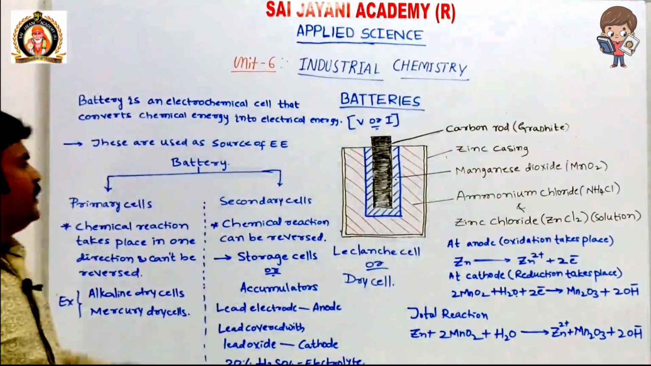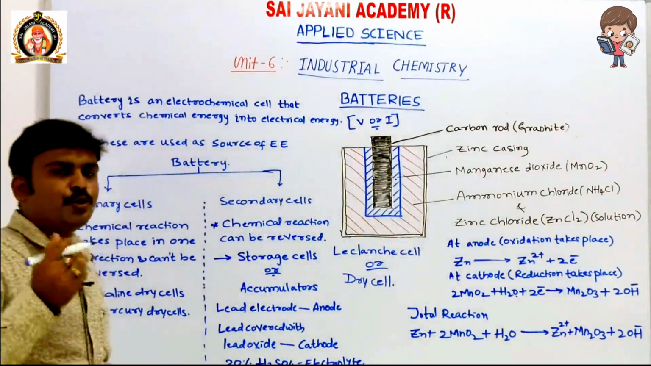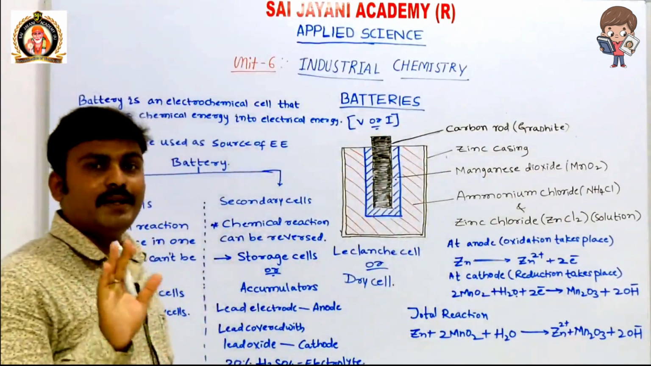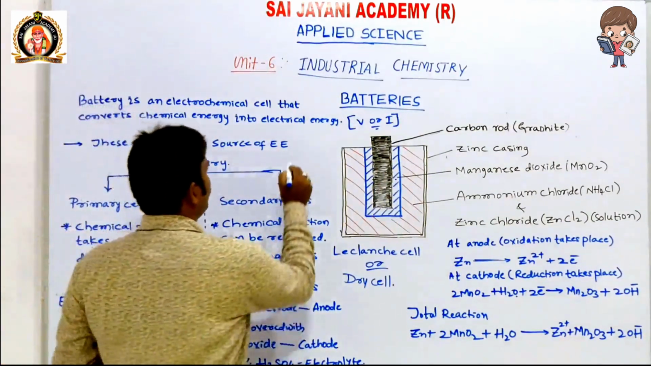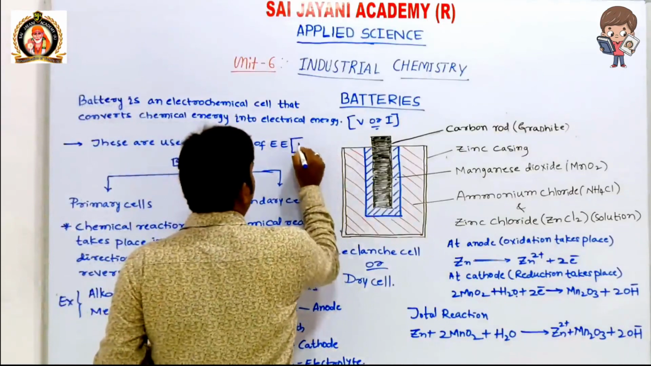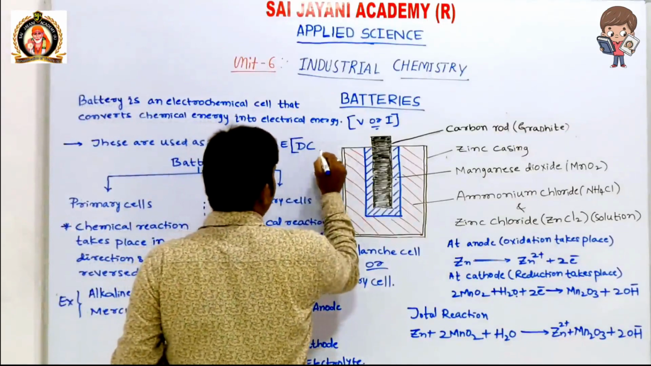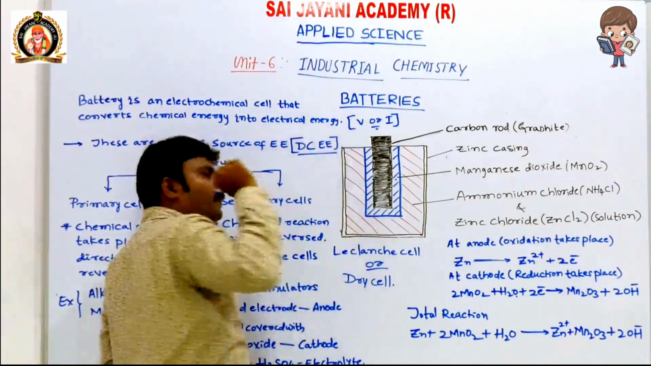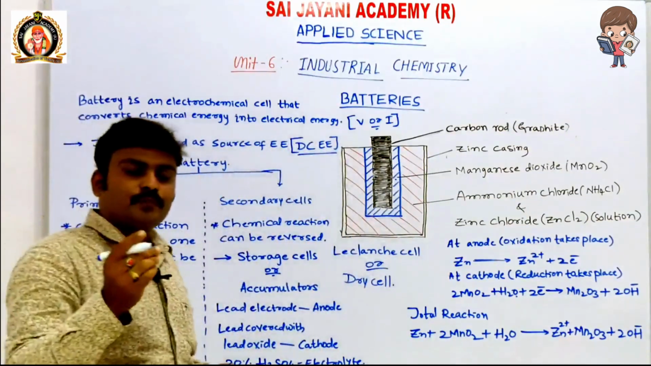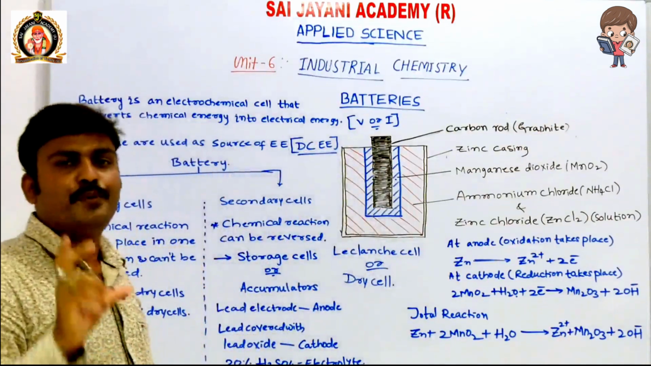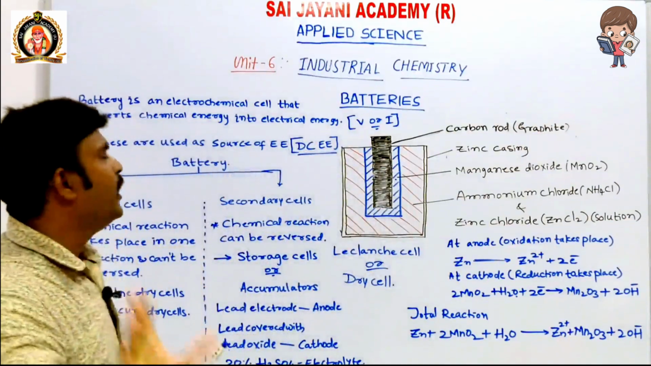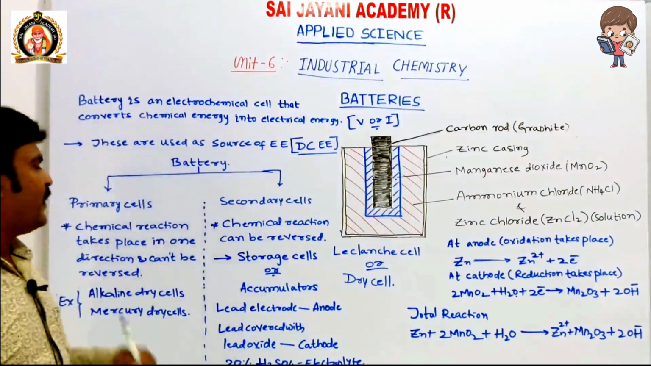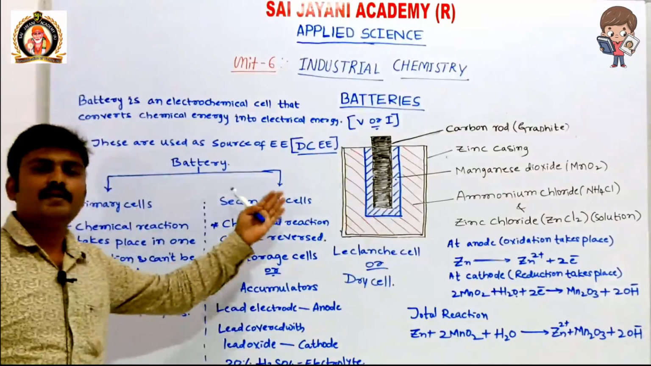Okay, so these batteries can be used as sources of electrical energy, that too the DC form of electrical energy. So batteries can produce only DC, direct current. So the batteries are the ones which produce the pure DC form of electrical energy. Okay. Further, batteries can be classified into primary cells and secondary cells.